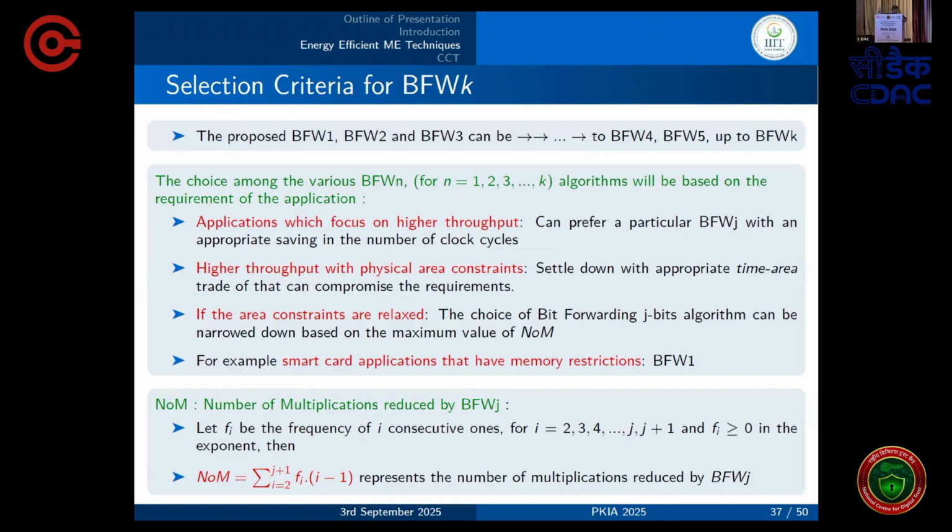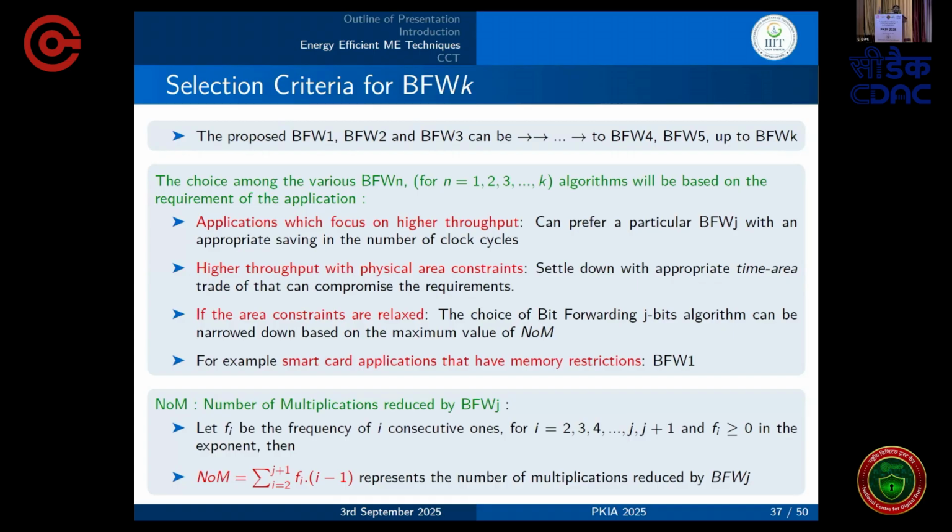As per the requirement, we have a choice from bit forwarding 1 bit to bit forwarding k bits. It does not mean that for every key, bit forwarding k bits always gives the efficient result. Sometimes bit forwarding 1 may give a more efficient result. If the key contains more consecutive ones, then the bit forwarding 1 algorithm performs better than the bit forwarding k algorithms.